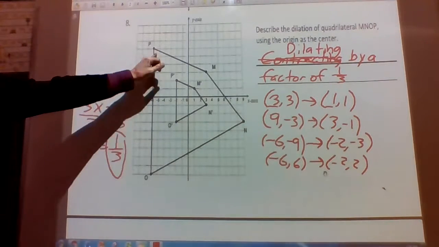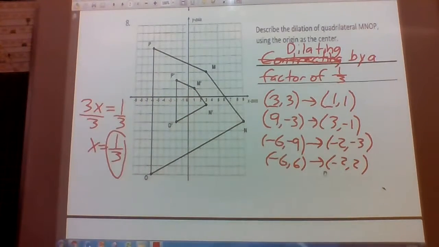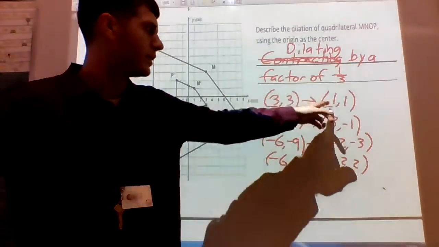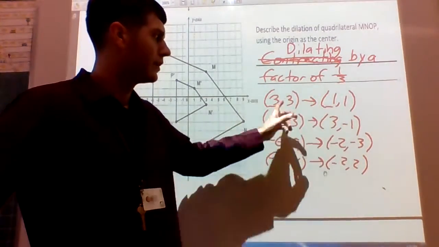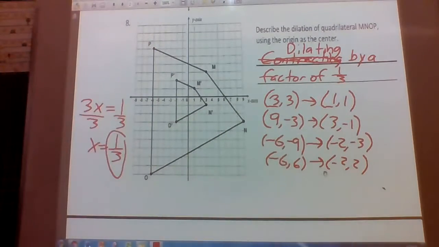So you can do it visually. All the points are 3 times as close, or 1/3 as far. Or, how do you go from 3 to 1? How do you go from 9 to 3? How do you go from negative 3 to negative 1? From negative 6 to negative 2? You multiply by 1/3.